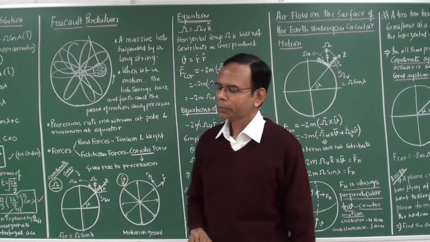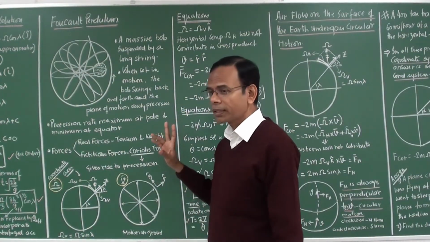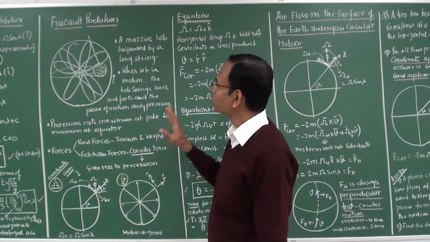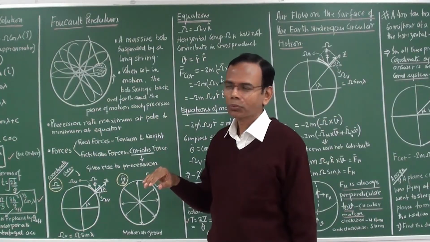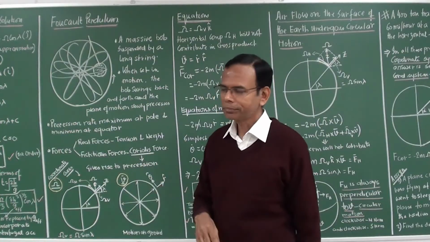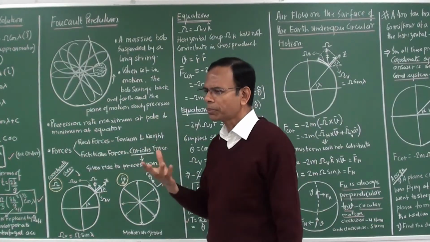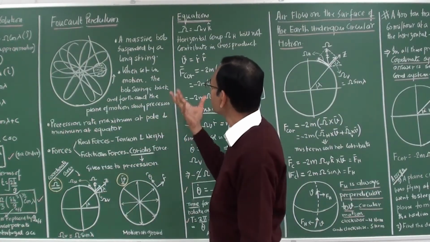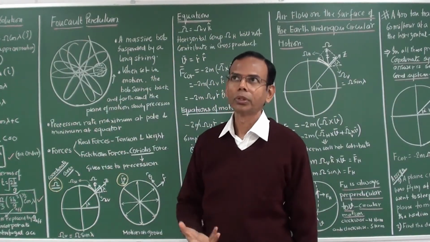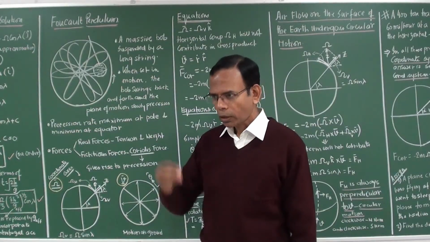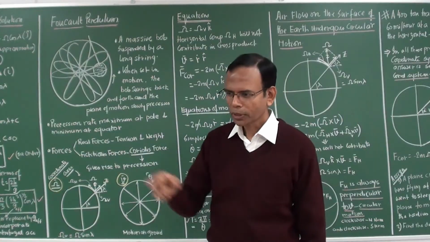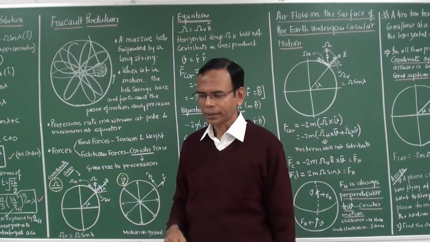Now we will study a very important and interesting pendulum. This pendulum is known as the Foucault pendulum. Foucault was the one who first made this pendulum. Here the pendulum is a heavy mass, a massive bob, suspended by a long rope from the top. And obviously at the top where it is hanging, the friction is very less, so that it will keep on oscillating.